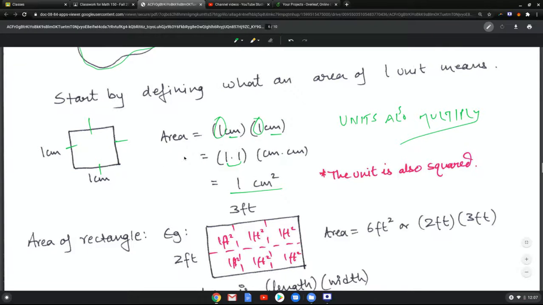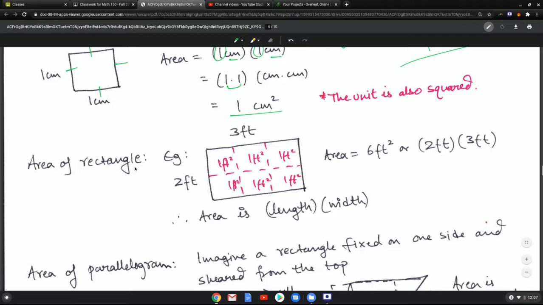Now using this as our base, let's try to calculate the area of this rectangle. So it's 2 feet by 3 feet. I can break it down into 6 smaller parts, and each of these is 1 foot by 1 foot, which means it has an area of 1 square foot. Now when I add all of these up, I get 6 square feet. Or I can observe that I can get the number 6 by multiplying the numbers 2 and 3. So the area can be given by length times width.